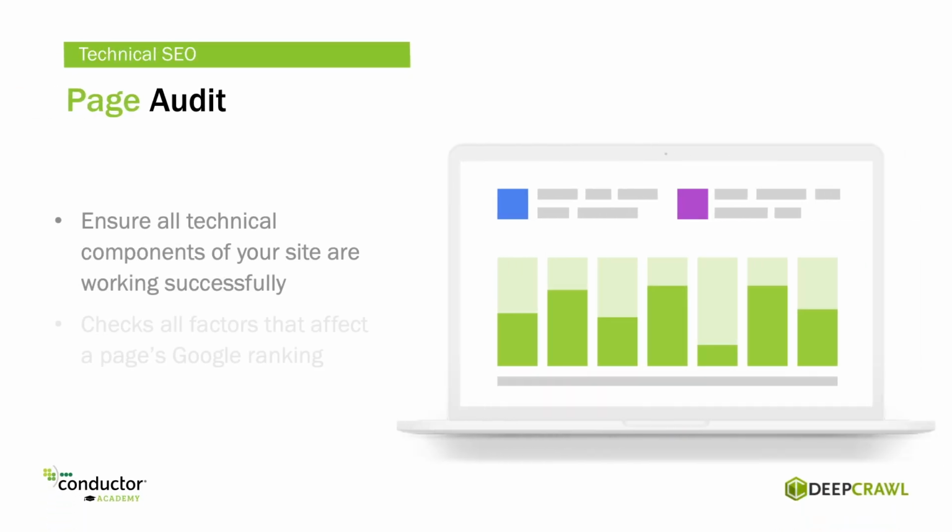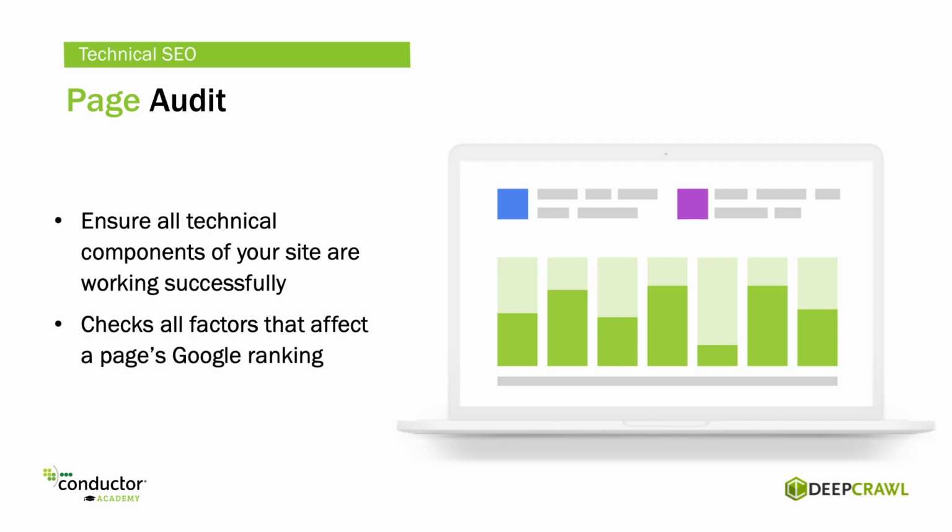To make sure all technical components of your site are working successfully, you will need to audit your page. This is a full analysis of all factors that affected a website's ranking in a search engine. This is an in-depth but vital part of ensuring your site remains healthy and SEO friendly. There are several tools that can be used for a site audit, like Screaming Frog and Deep Crawl.